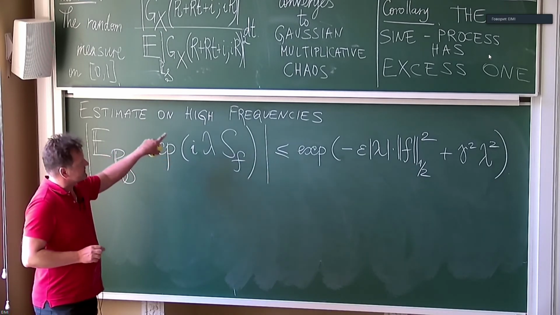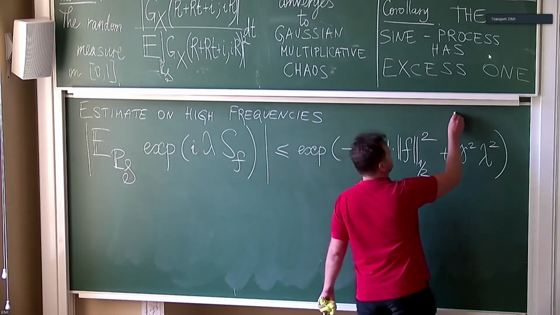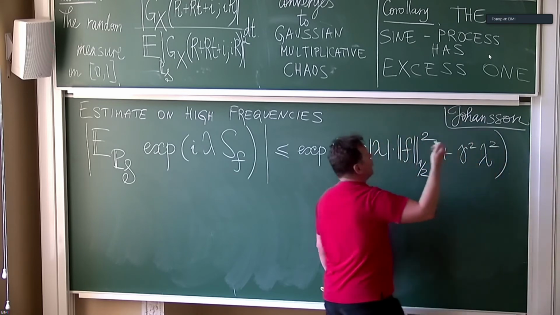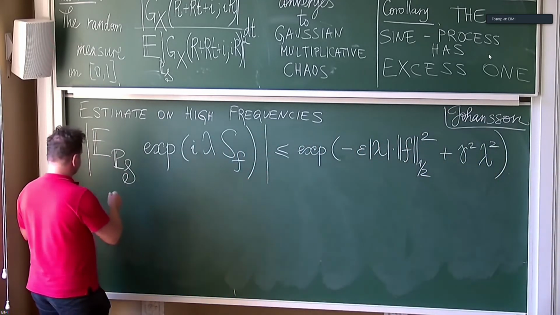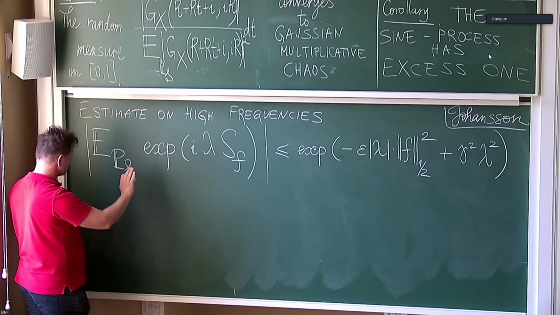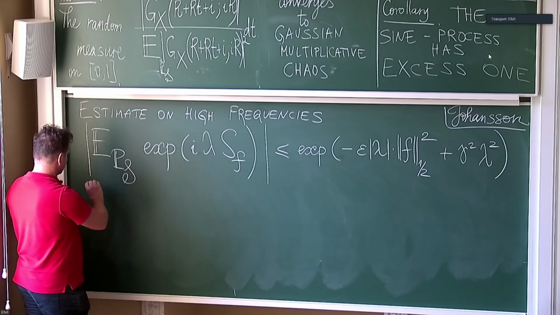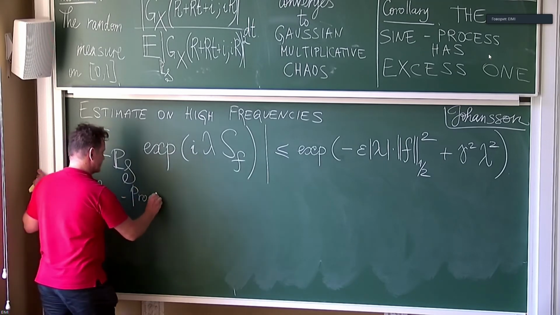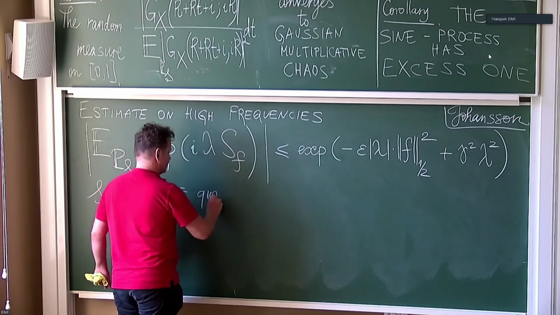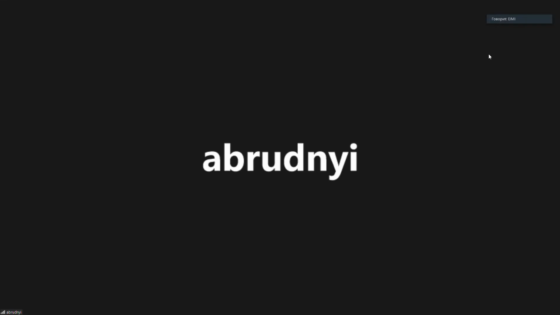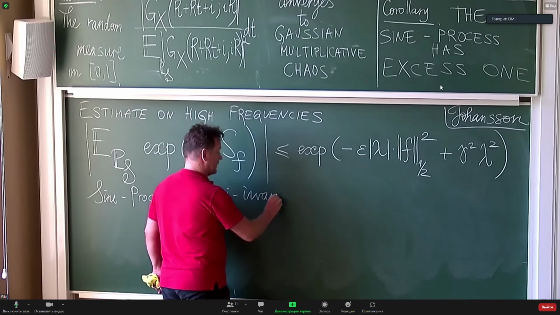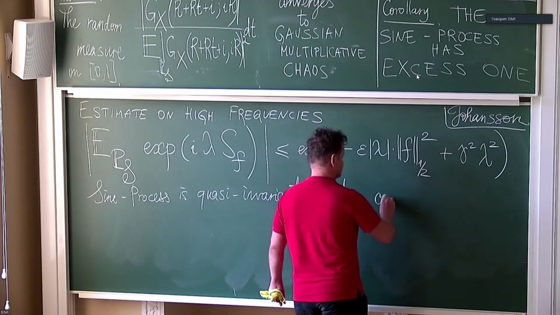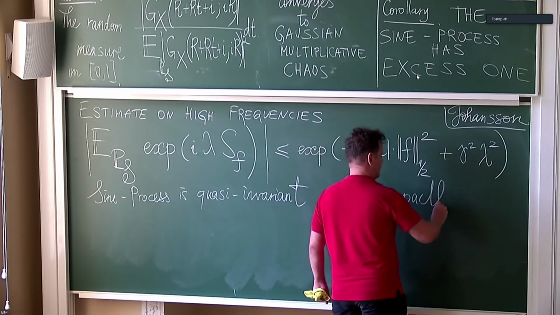And the argument and the proof of this estimate, again, I follow an idea of Johansson. The way of proving this estimate is by using the fact that the sine process is quasi-invariant under compactly supported diffeomorphisms of R.